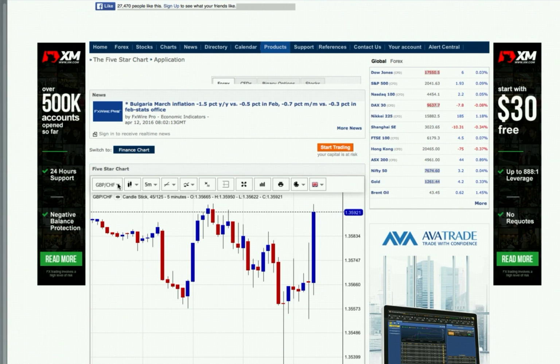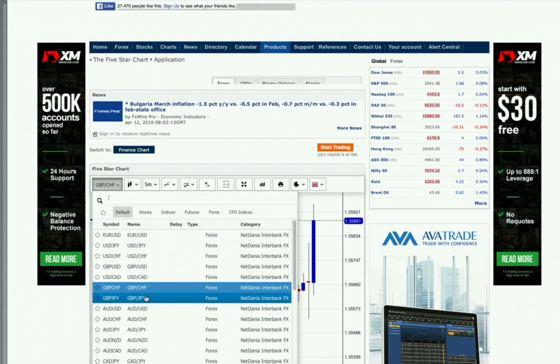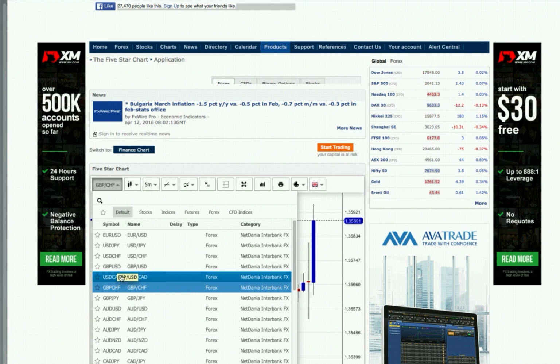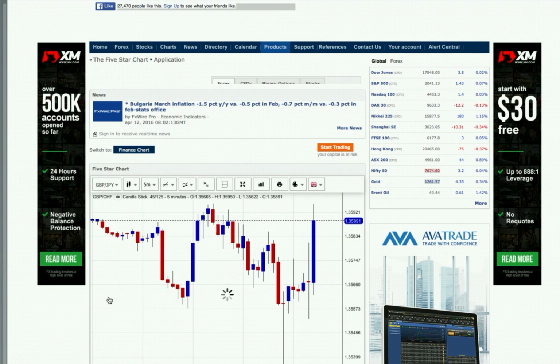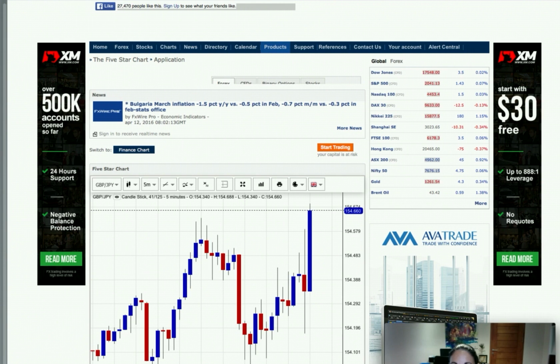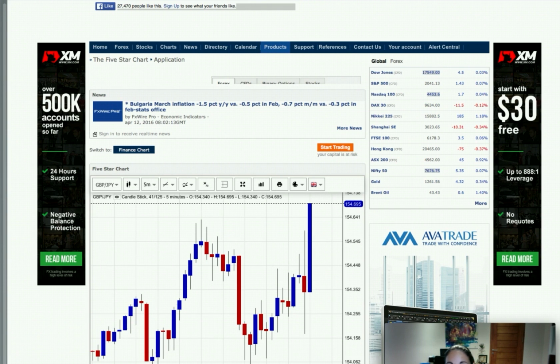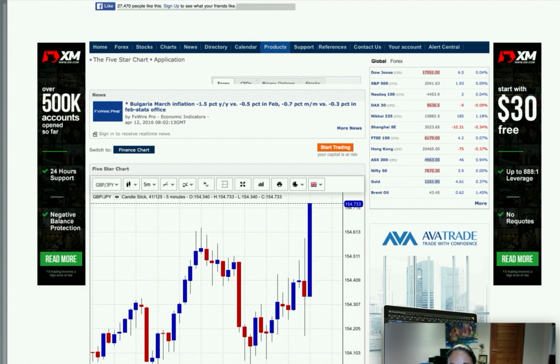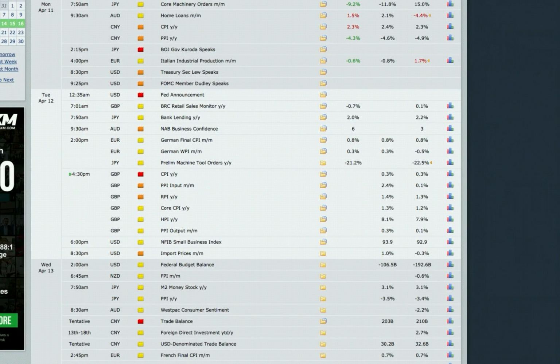Let's have a look at the other currencies, see if they're all behaving the same. Sterling USD we have seen, sterling Japanese yen is the next one we have to look at. Again, we have this incredible spike upwards. This is all related to the news. I'm sure that if at this point I have a look at the news announcement again, we're going to have a positive result.